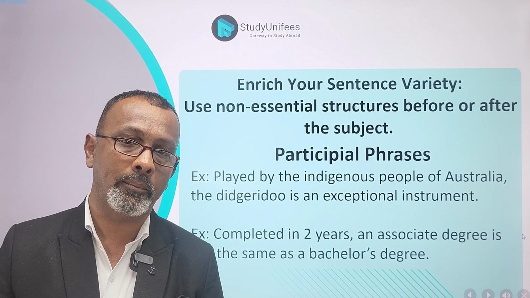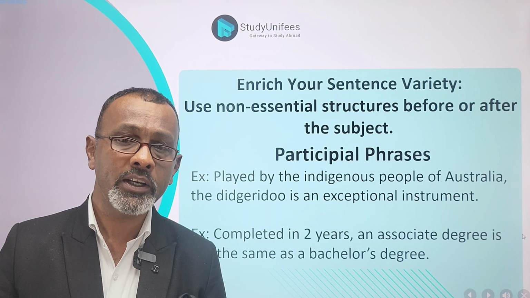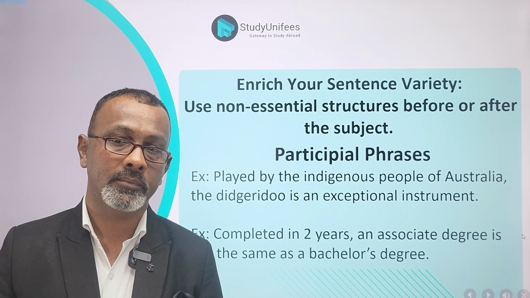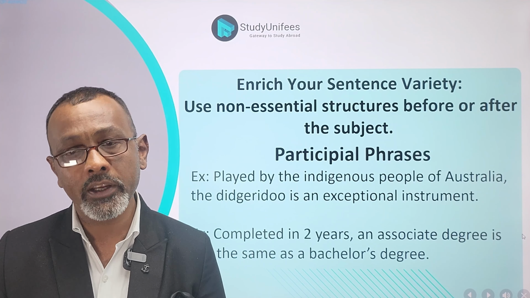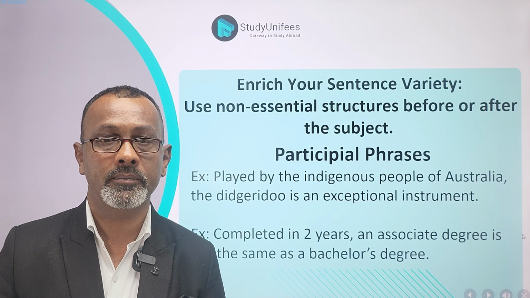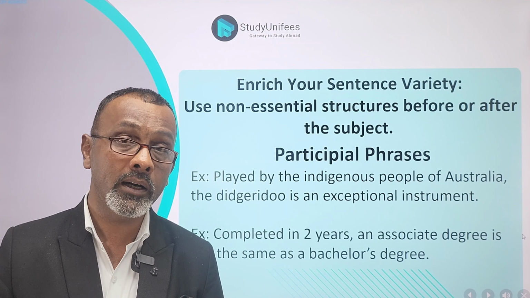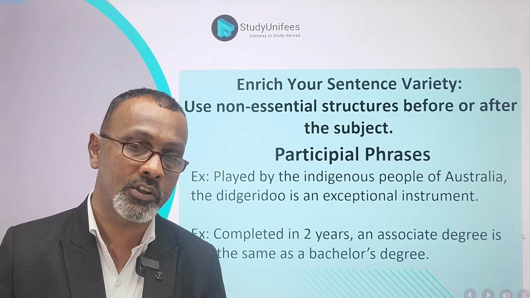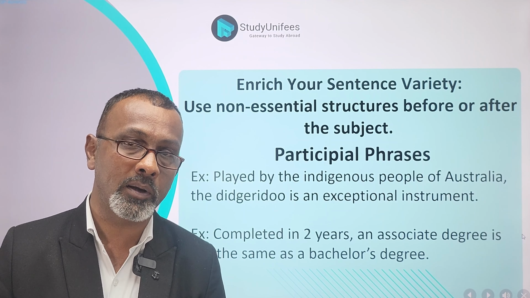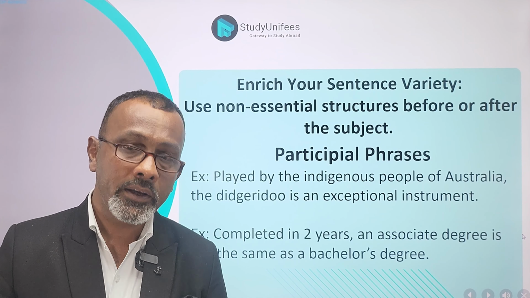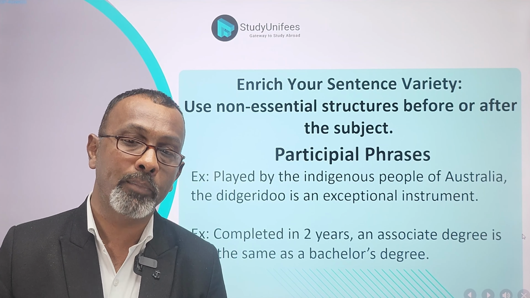Let's look at the first example. Played by the indigenous people of Australia, the didgeridoo is an exceptional instrument. Here the subject of the independent clause, the didgeridoo is an exceptional instrument. The participial phrase, played by the indigenous people of Australia, modifies the subject, the didgeridoo. After all, the didgeridoo is played by the indigenous people of Australia. Here, the participial phrase begins with the past participle played.